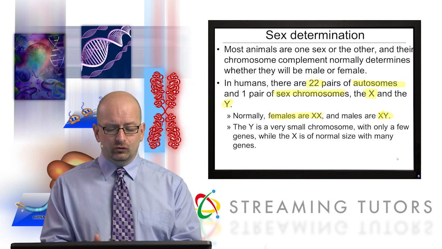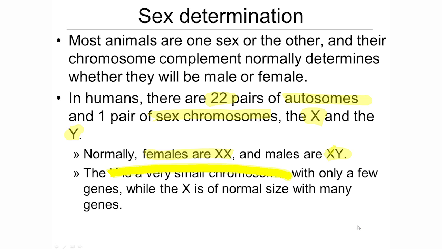Now the Y, it turns out, is a very small chromosome. There are only a few genes on it. It's fairly well characterized, but we're going to focus on one or just a couple of genes there. The X is huge compared to the Y. It's of normal size.